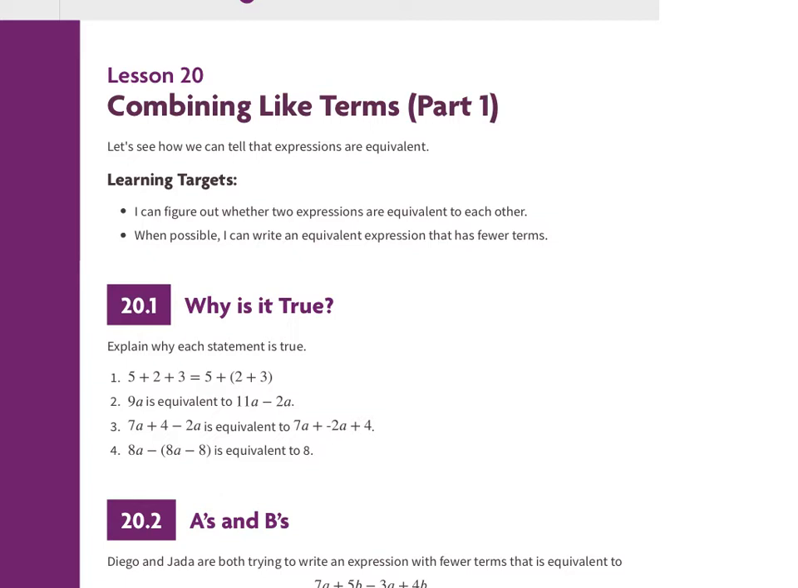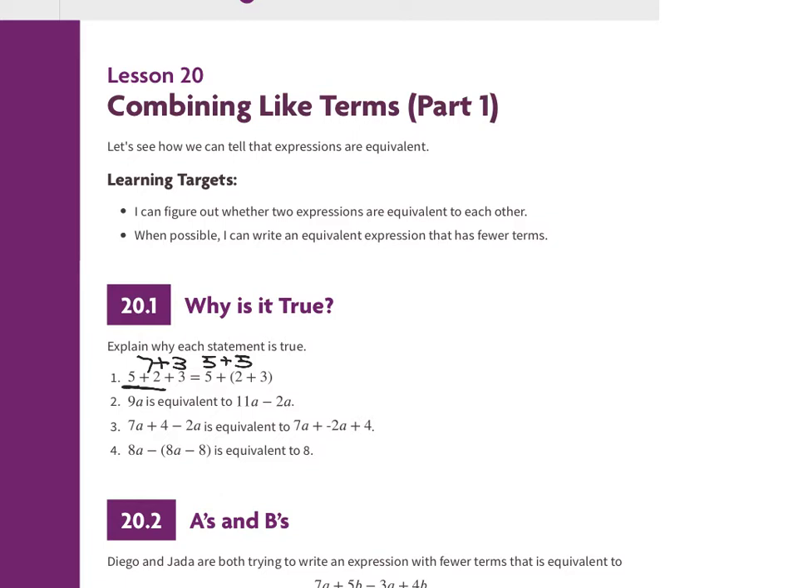So number 20.1, explain why each statement is true. 5 plus 2 plus 3 equals 5 plus parentheses 2 plus 3. So here, order of operations tells me I do this part first. 5 plus 2 is 7. 7 plus 3 is 10. Here, 2 plus 3 is 5. 5 plus 5 is 10. Okay, so with addition and with multiplication, the order of the problem doesn't matter. So if I have all multiply or if I have all add, the order doesn't matter.